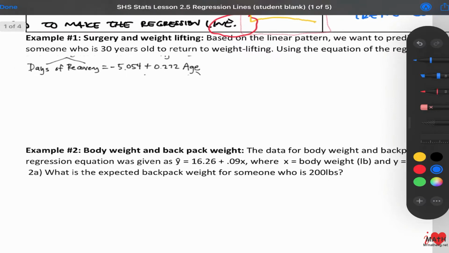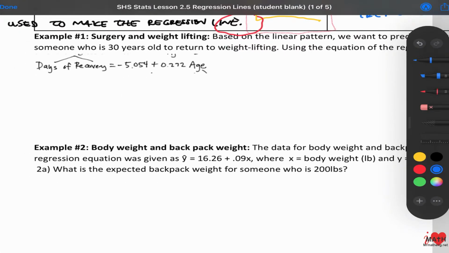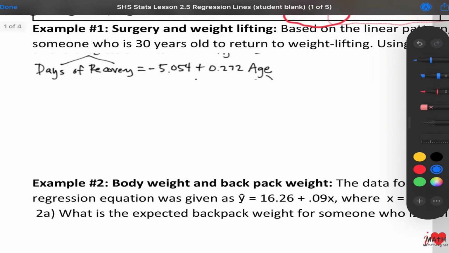Okay. So you got surgery, and how long does it take you to go back to lifting weights? And here, look over days of recovery. It's a really big hat, right? Y hat equals negative 5.054 plus 0.272x. Does that make sense?